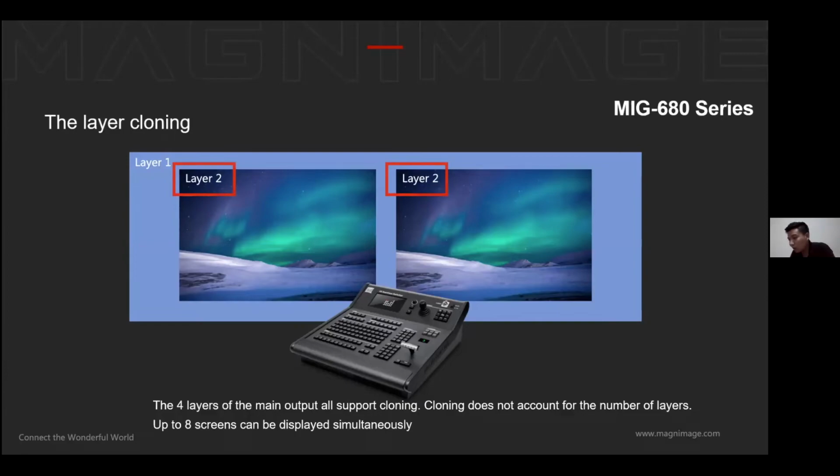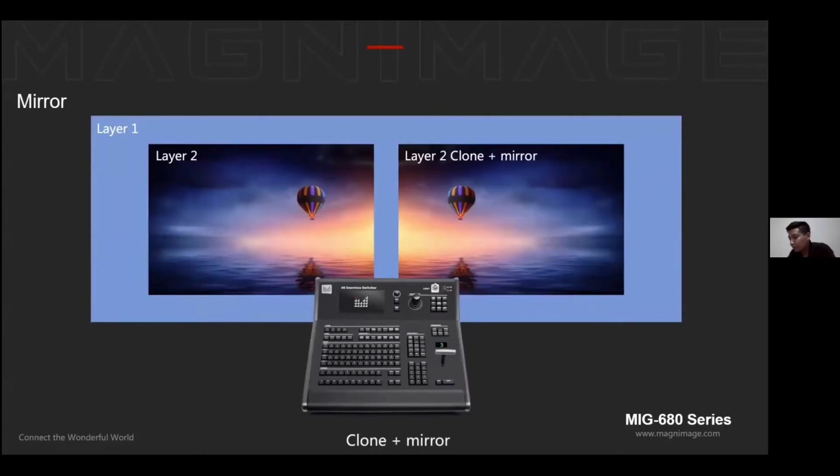We also have the clone function. What's the meaning of clone? We will check layer 2. If you open the clone function, from here, same. You can open one more layer from here. And here is mirror. I think maybe some of you will use the media server to do the mirror, but if you don't have a media server, you can use our 680 to do the mirror function. Mirror.